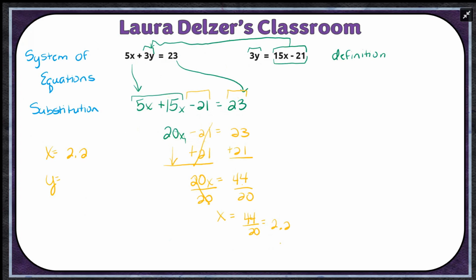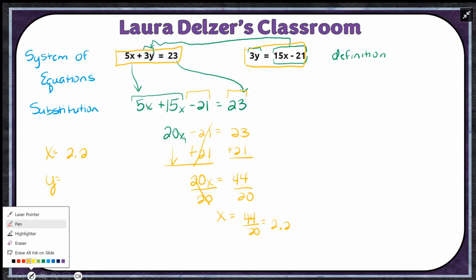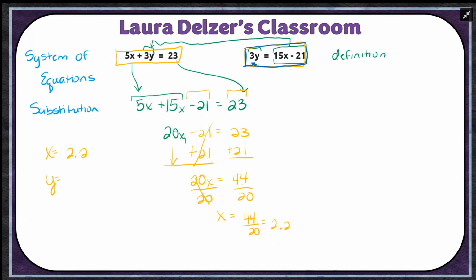To figure out what y is, we can take one of these equations. It doesn't matter. Some of you might take this one, and some of you might take this one. I personally think there's an easier one and a harder one, and I think the easier one is going to be this one on the right. The reason I think it's easier is because it's got the y on the left-hand side. This one has x and y together on the left-hand side. So I'm going to take my 3y equals 15x minus 21, and I'm going to take this 2.2 and drop it in right here for x.